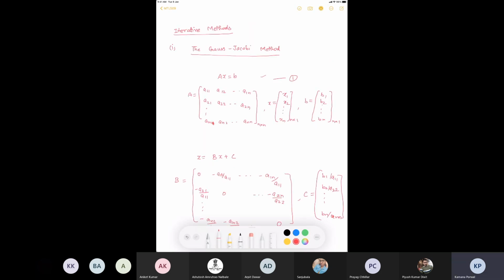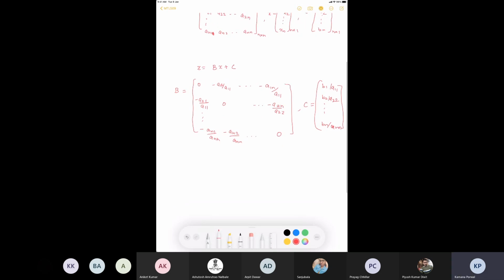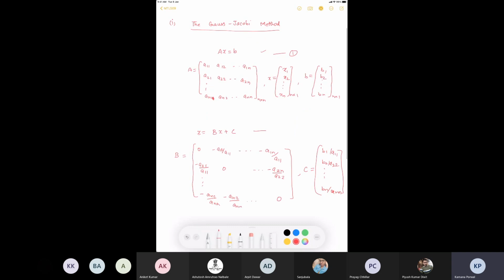So basically, we just solved for x1 from the first equation, for x2 from the second equation, and like that. Then in the left hand side we get the vector x, and we wrote the right hand side in this form. We used this equation to design this Jacobi method.